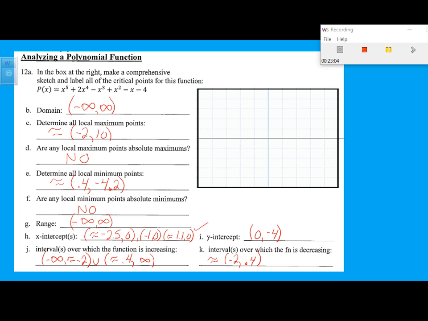My y-intercept, that's an easy one to find. That's the constant value, so -10, or -4 in this case. Now, I'm going to graph it, and then we're going to come back and do parts J and K.